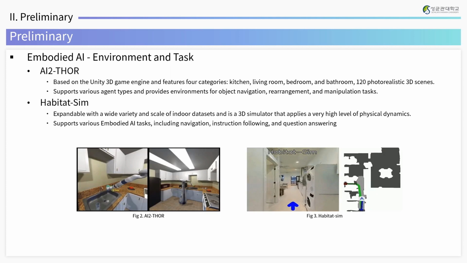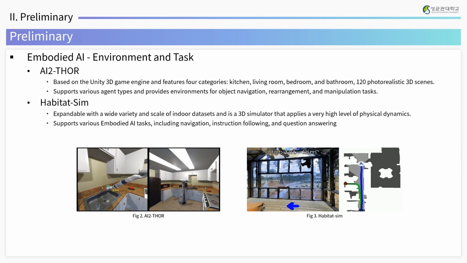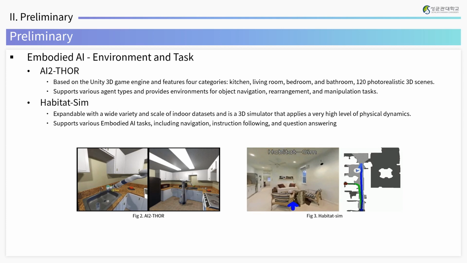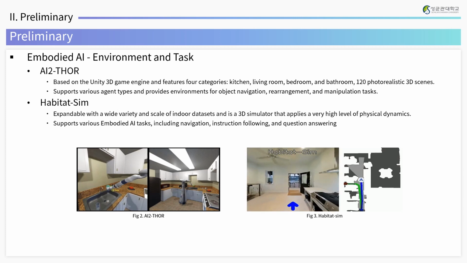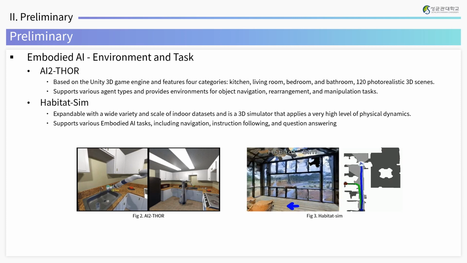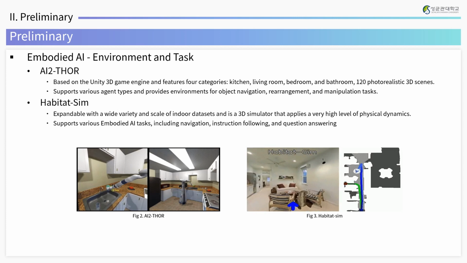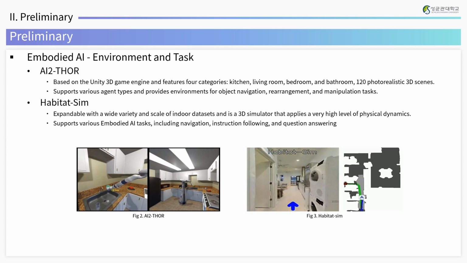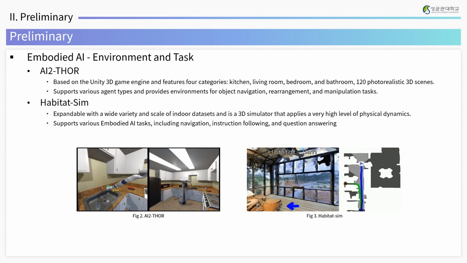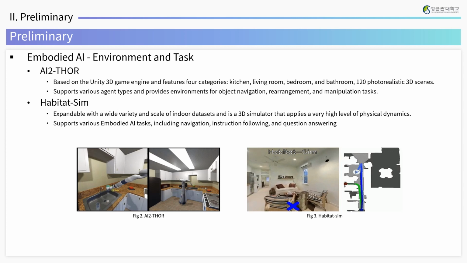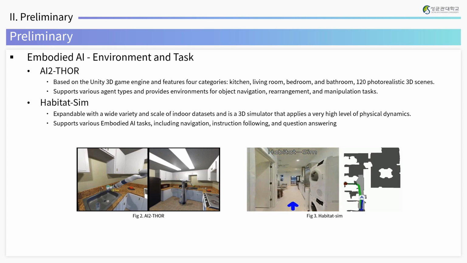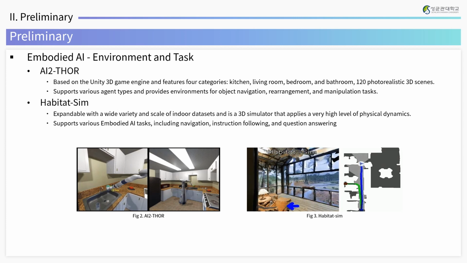Now there are some famous simulators. The simulator AI2 Thor is based on the Unity 3D game engine and features 4 categories: kitchen, living room, bedroom, and bathroom. It comprises 120 photorealistic 3D scenes. It supports various agent types and provides environments for object navigation, rearrangement, and manipulation tasks based on interactions with the environment.